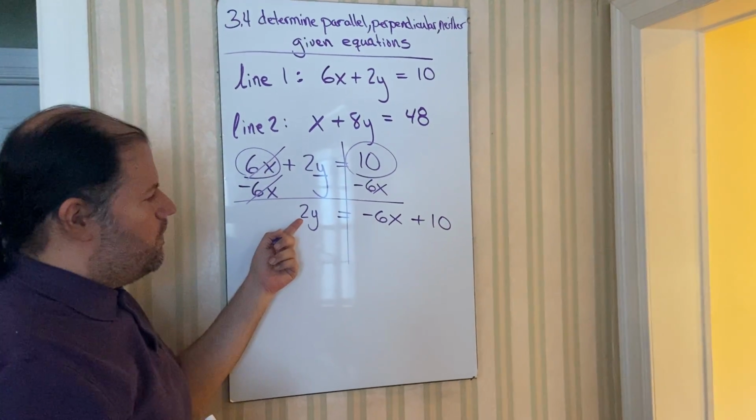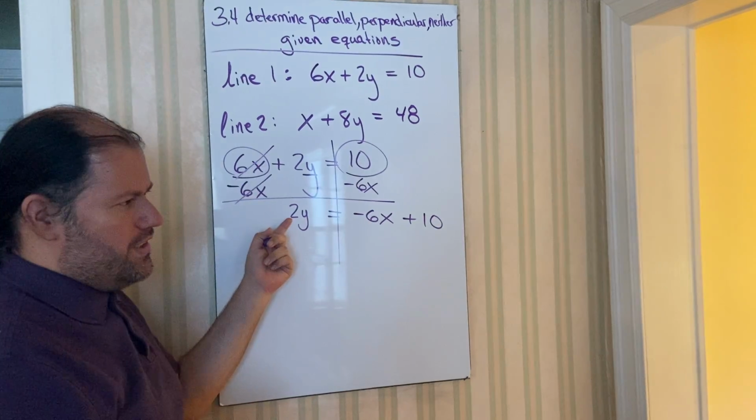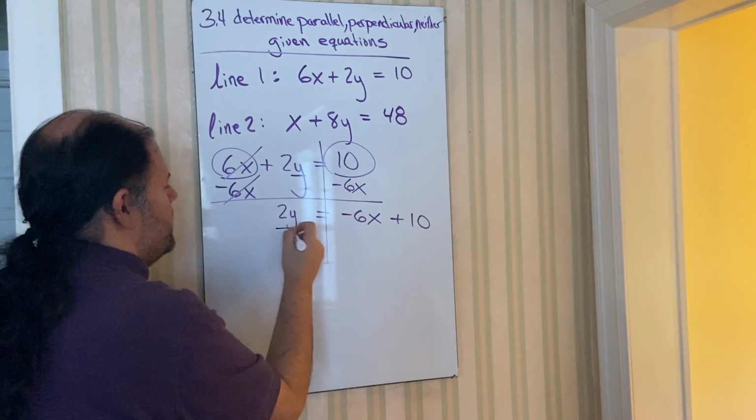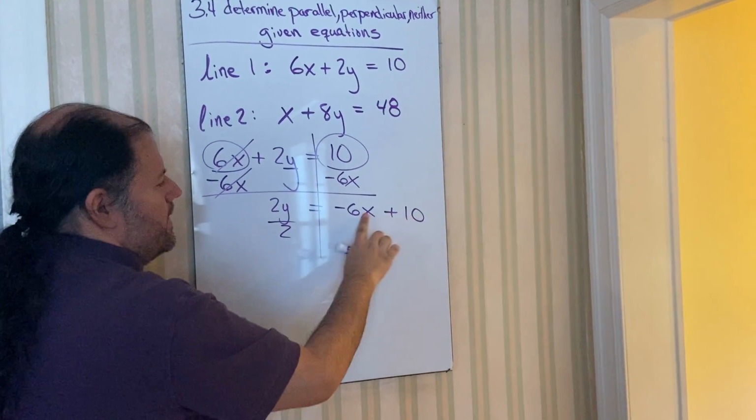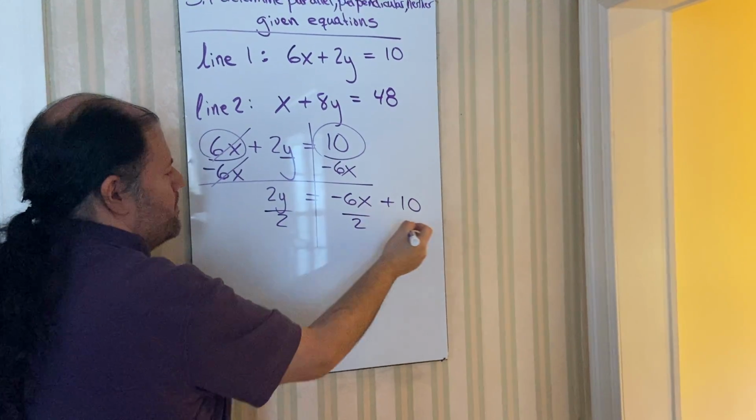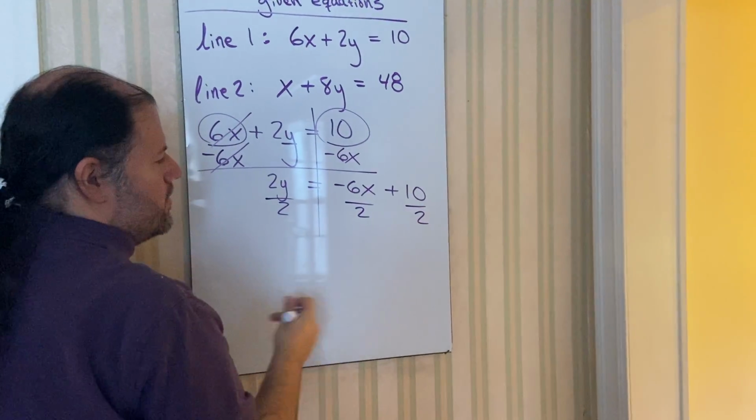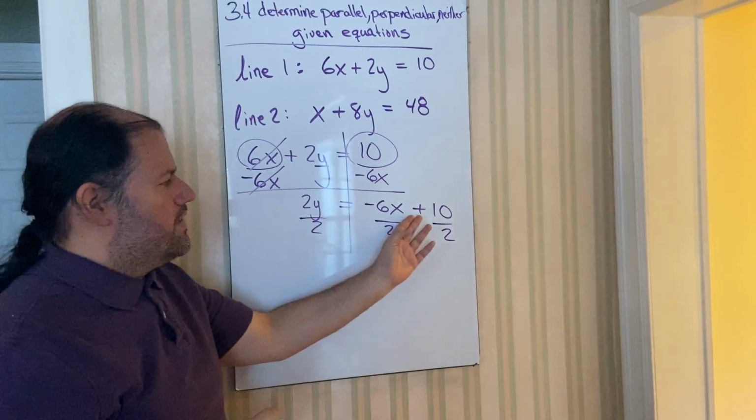Now we need to get the y by itself. See how it has a coefficient? So we're going to divide this by 2. And since there's 2 items here, you're going to divide both items by 2. Okay? Terms are separated by addition or subtraction signs.